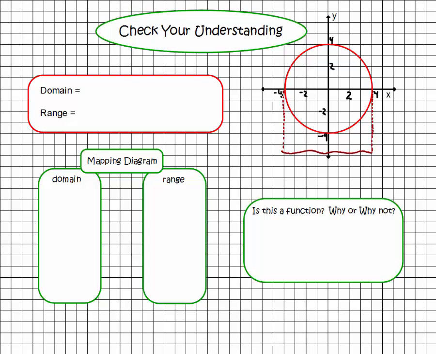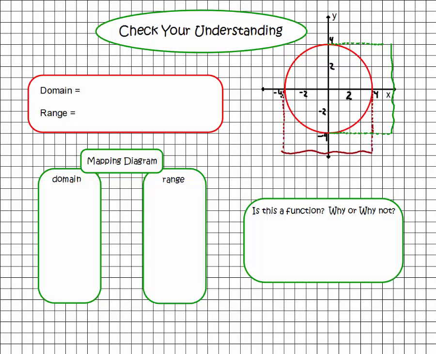Using the green, let's look at the range. The range is the y values, up and down. So from here to here are the y values. So from negative 4 to 4.